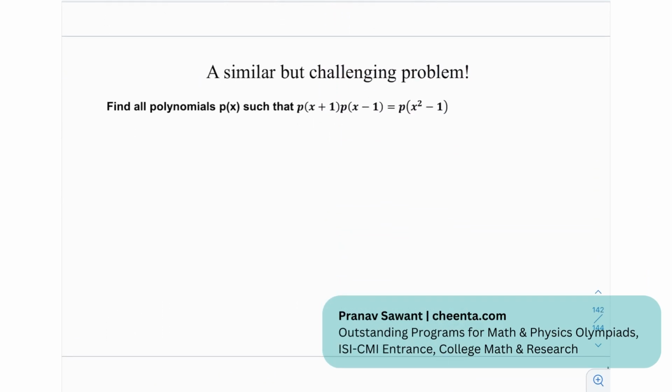Right, so at the end we have a similar but challenging problem. This is a relatively easier problem, and we need to find all polynomials p of x such that p of (x plus 1) times p of (x minus 1) is equal to p of (x squared minus 1). So essentially, maybe you just need to find the non-constant polynomials, because if you observe this, p of x equal to 0 and p of x equal to 1 are the trivial solutions to this problem. But okay, anyways, I'd like you to go over this. I'd not give too many hints because that would be giving out too much.